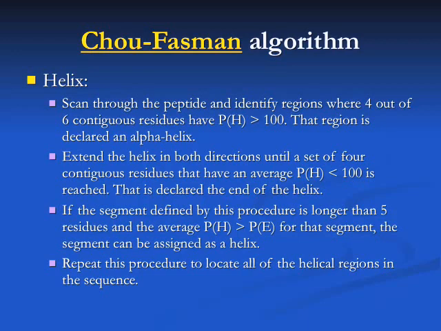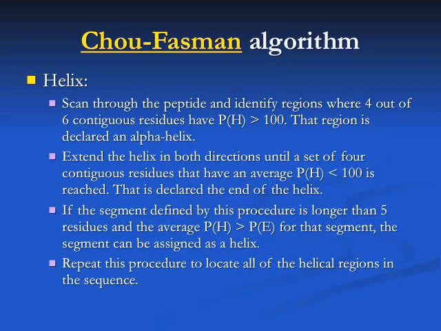And then we extend that helix in both directions until the set of 4 continuous residues has an average of less than 100 is reached, and that's the end of the helix. And if the segment defined by this procedure is longer than 5 residues, that can be assigned as the helix, and we repeat this for all the residues.